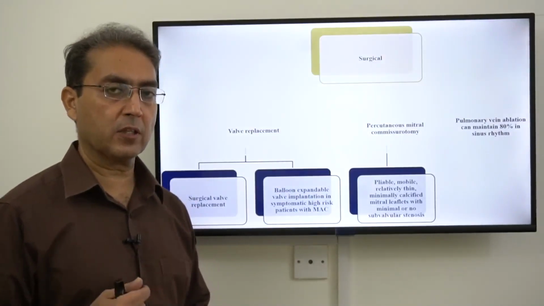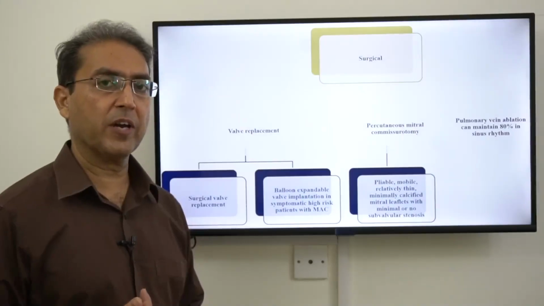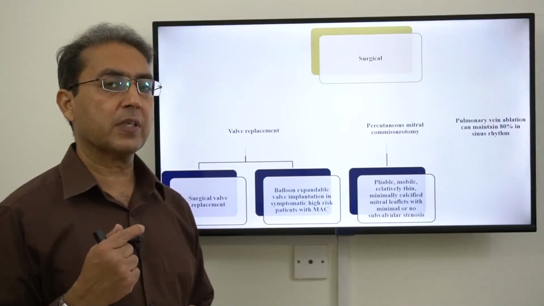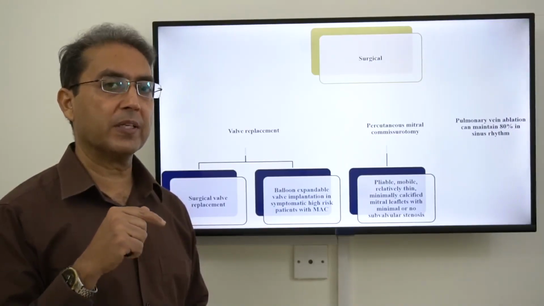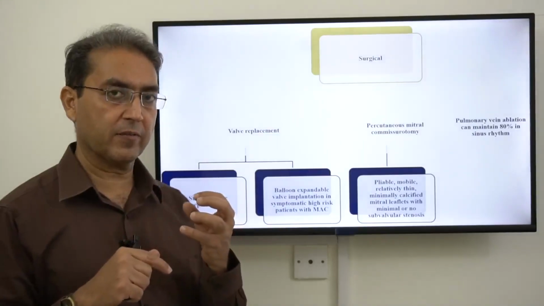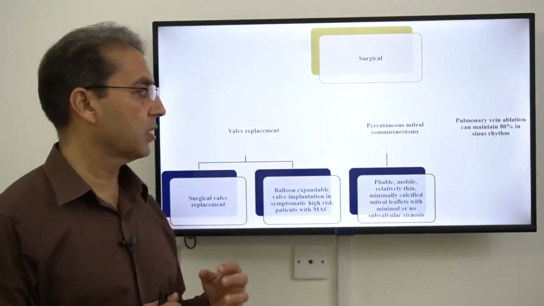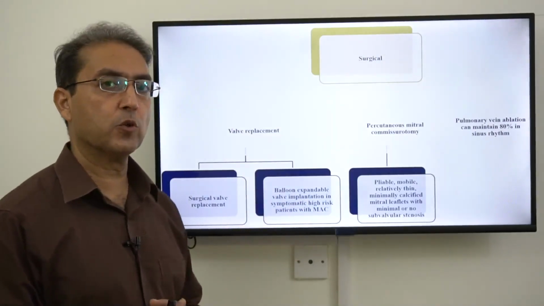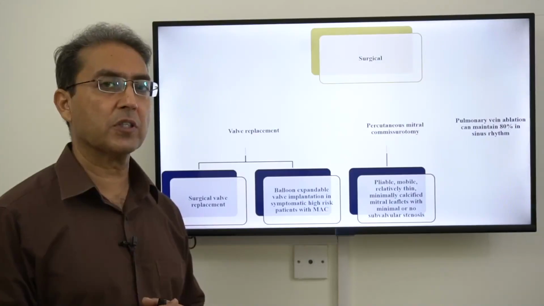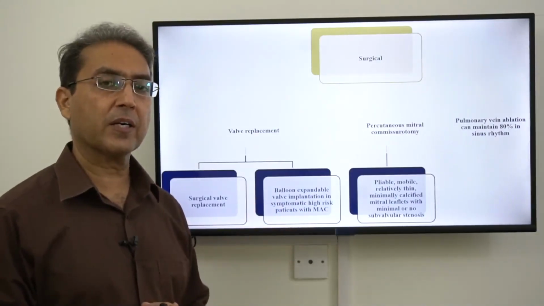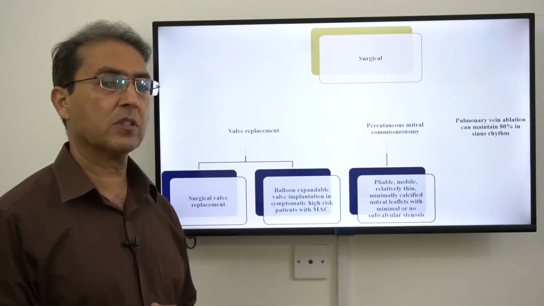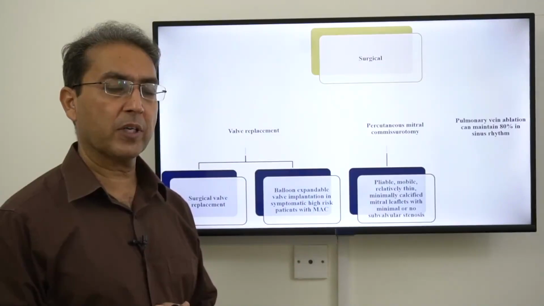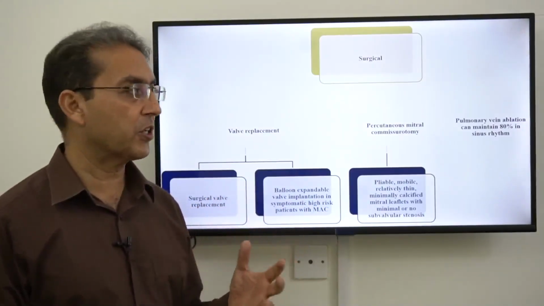We pass in a catheter through the femoral vein into the right atrium, and from the right atrium we go through the interatrial septum into the left atrium, and then we place this catheter into the mitral valve, and then with a balloon we dilate it. This may result in mitral regurgitation, but this is one treatment which is very useful, particularly in emergency situations. For example, if the patient is pregnant and has mitral stenosis, surgery is not a better option. So we can go for percutaneous commissurotomy, and that provides immediate relief.